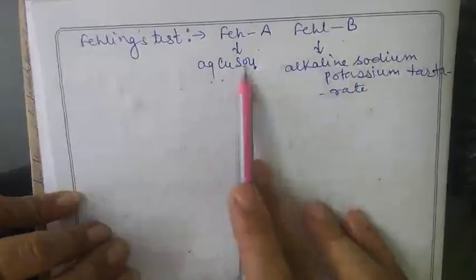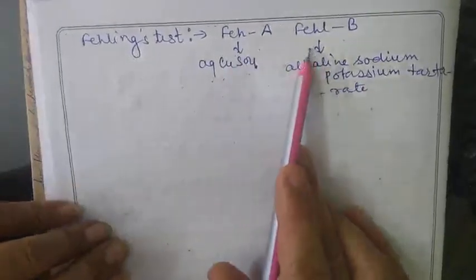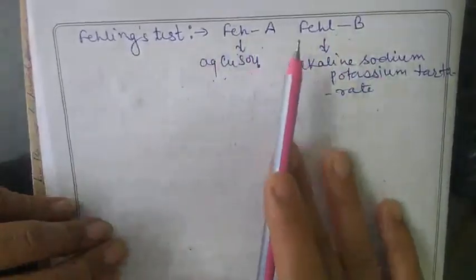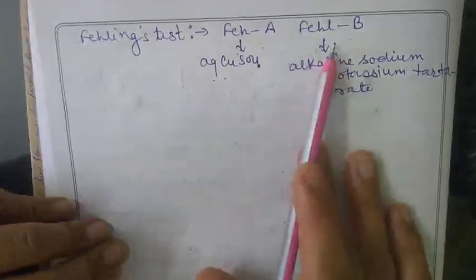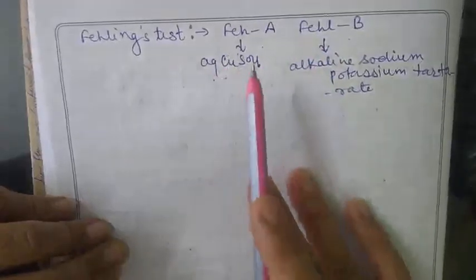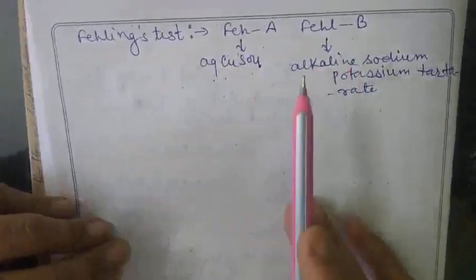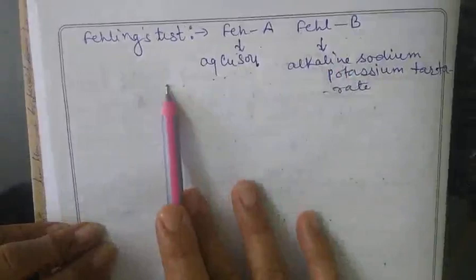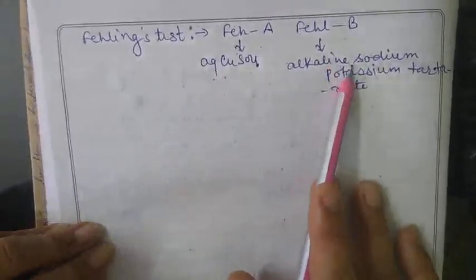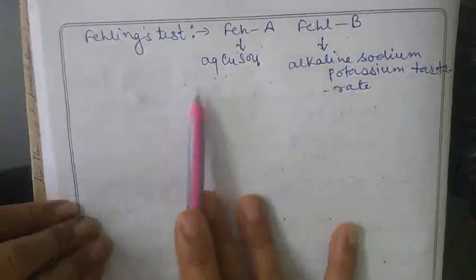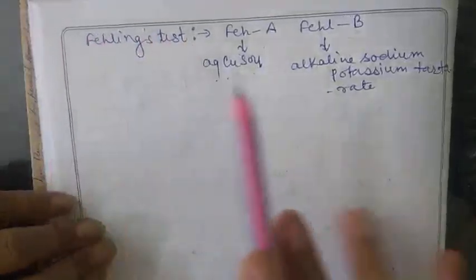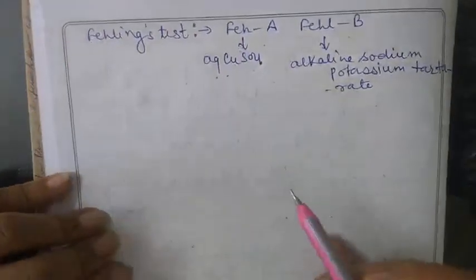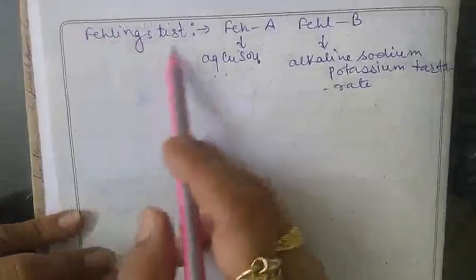These two solutions, Fehling solution A and Fehling solution B, are mixed in equal amounts before the test. On heating an aldehyde with the Fehling reagent, a reddish brown precipitate is obtained. Aldehydes are oxidized to the corresponding carboxylate anion, and aromatic aldehydes do not respond to this test. For this test we require only the aliphatic aldehyde, not the aromatic aldehyde, meaning benzaldehyde doesn't give the test with the Fehling solution.